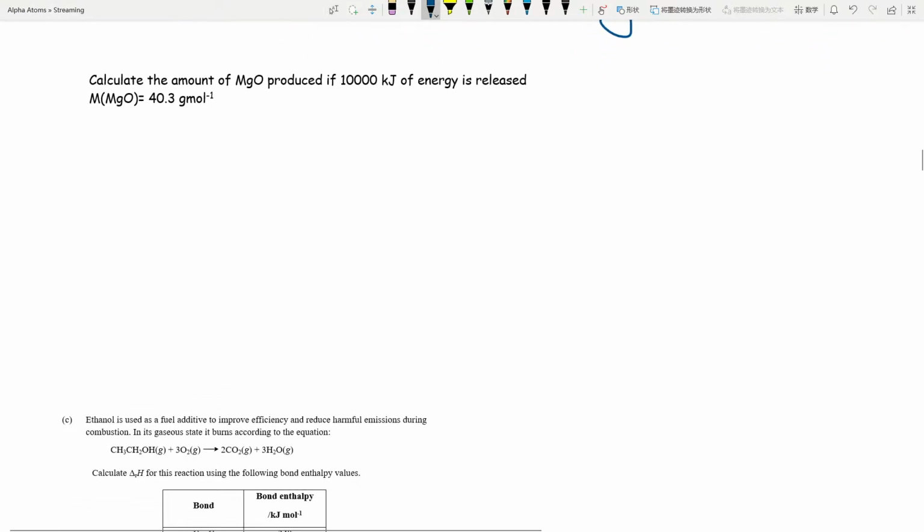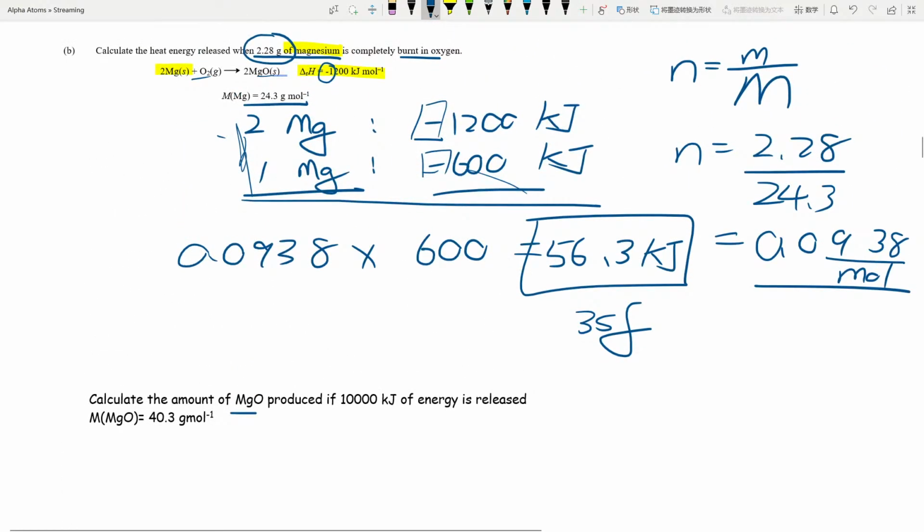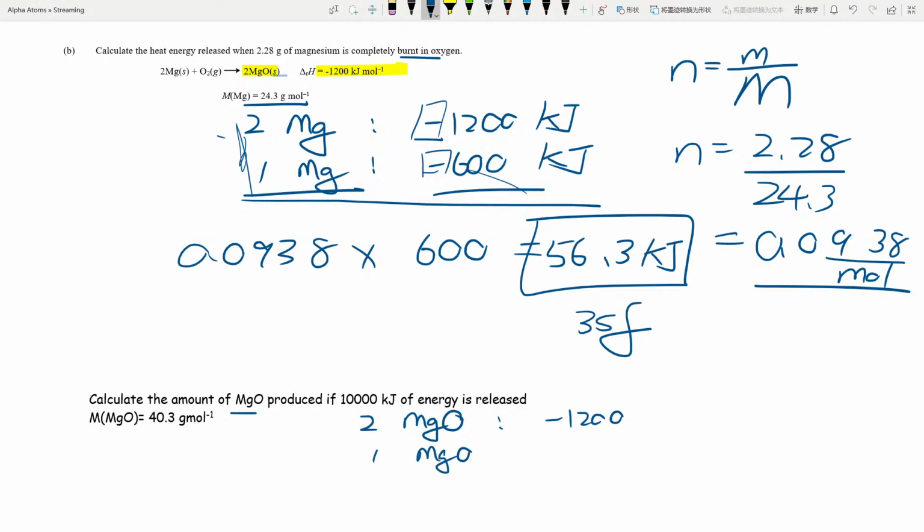Now, calculate the amount of MgO produced if 10,000 kilojoules of energy is released. Okay, so let's have a look at this. So in this case, we are interested in MgO. Same thing. Before I even look at the question, let me just think about this. 2 moles of MgO is negative 1200. That means 1 mole of MgO is going to be half of that, which is negative 600. So 1 mole of MgO releases 600 kilojoules of energy.